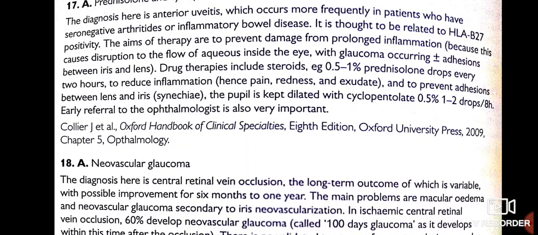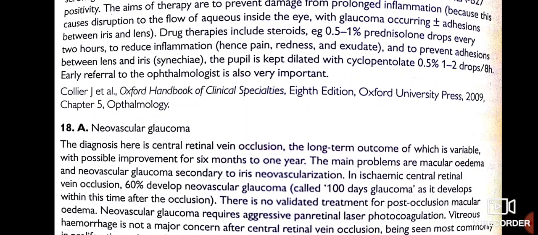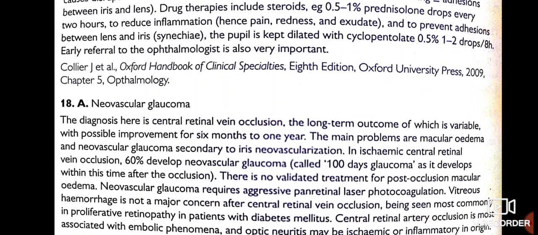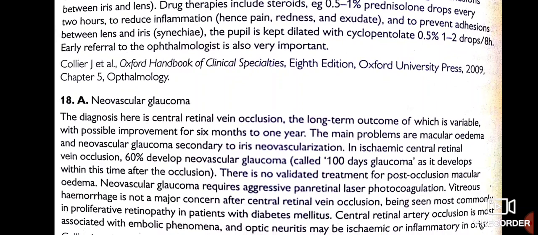Drug therapies include steroids, 0.5 to 1% prednisolone drops every 2 hours to reduce inflammation, hence pain, redness, and exudate, and to prevent adhesions between lens and iris, synechiae. The pupil is kept dilated with cyclopentolate 0.5%, 1 to 2 drops every 8 hours.